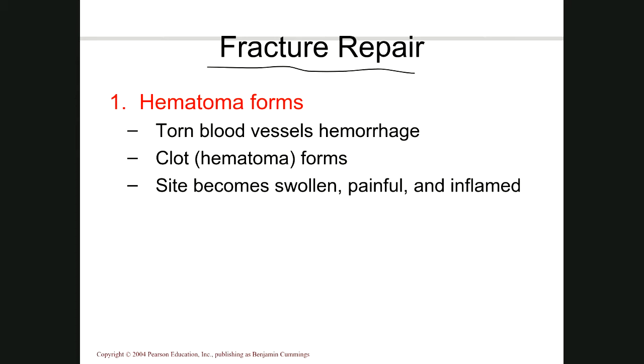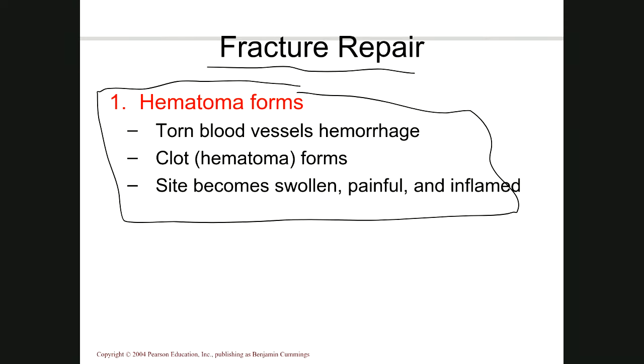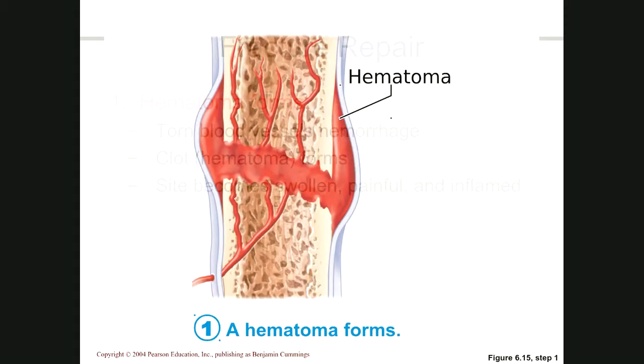First one is this hematoma forms. So we get a clot. The site is going to swell up. It's going to turn bright red. It's going to get very, very inflamed, and it's going to hurt like crazy. But very quickly, these torn blood vessels are going to begin to repair themselves. That's where the blood is happening. That's where our clot is going to form. So the blood vessels are very quickly going to begin to grow back.